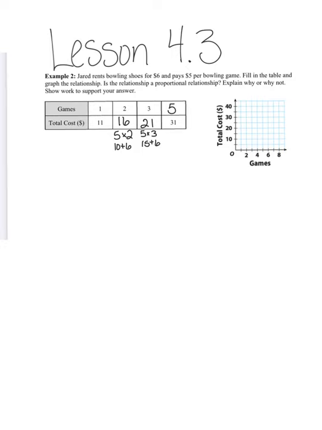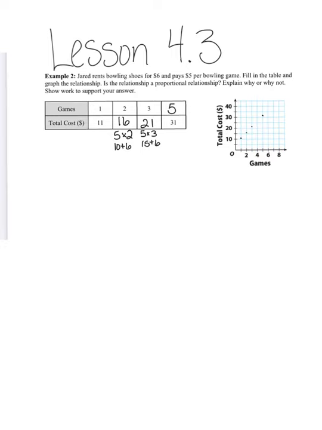So now let's plot our points on our graph. So for 1 game, it costs us $11. Very hard to see here. For 2 games, 16. So that's going to be right above here. This would be 15, so just above that. 3 games is $21. And 5 games is $31.